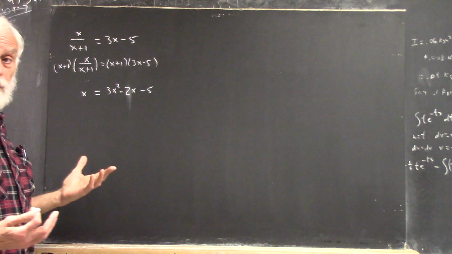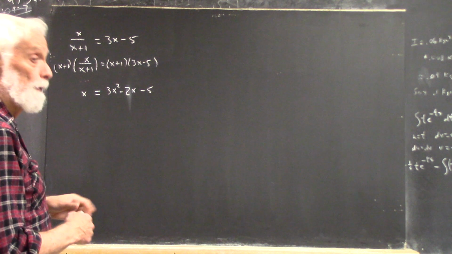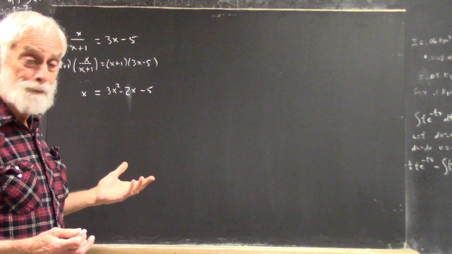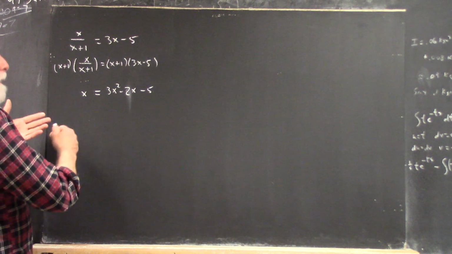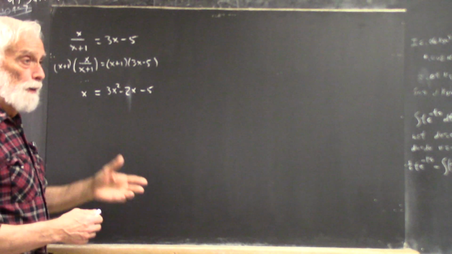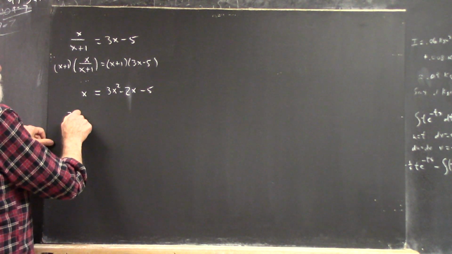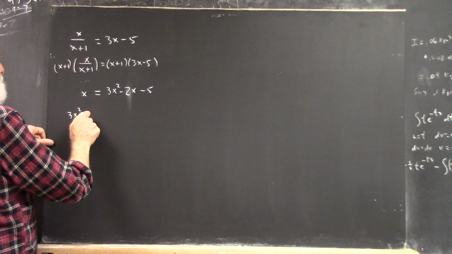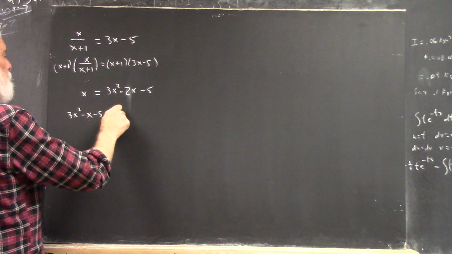What kind of equation is it? Quadratic. Quadratic equation. What do you do when you got a quadratic equation? Get 0 on one side, so minus the x. You said it. Yeah, you get it in some form, ax squared plus bx plus c equals 0, so you can apply the quadratic formula. So we get this in the form 3x squared minus x minus 5 equals 0.